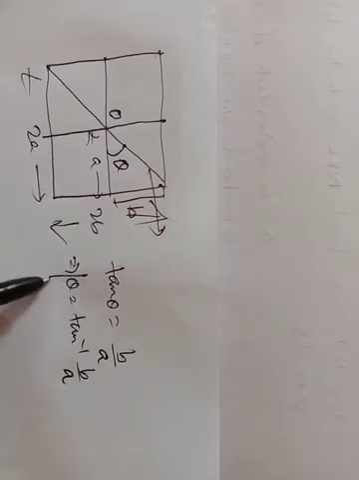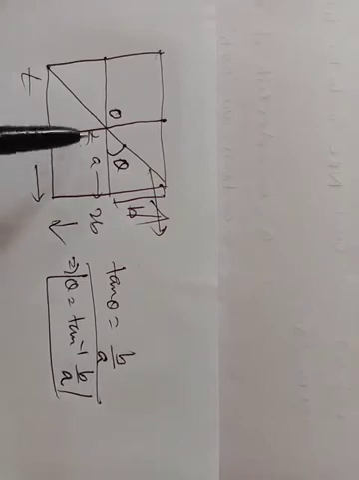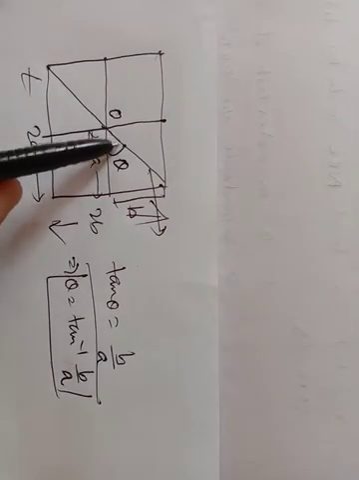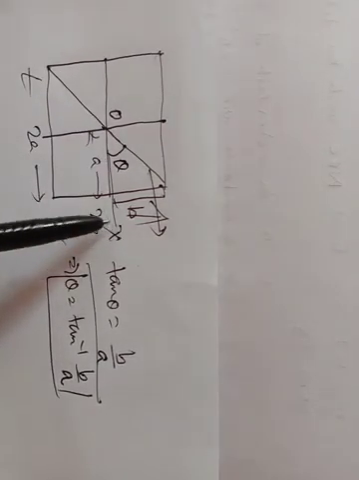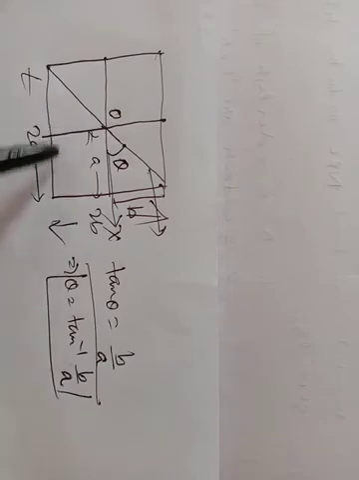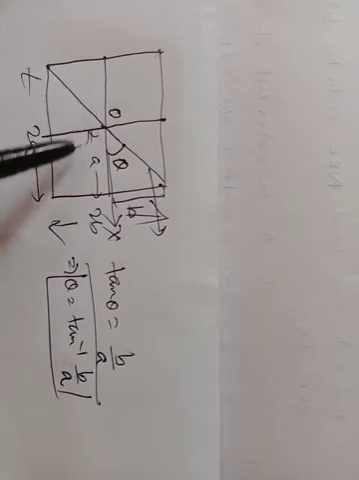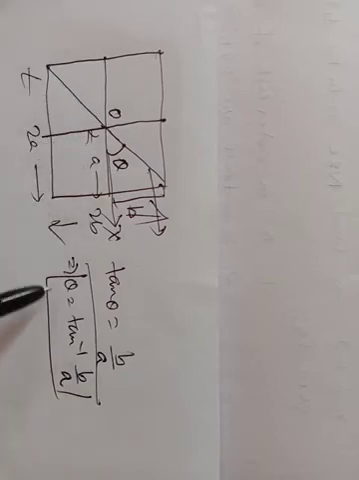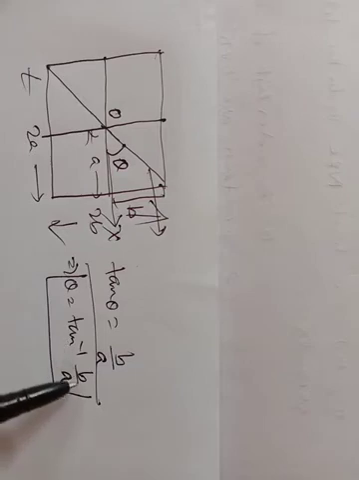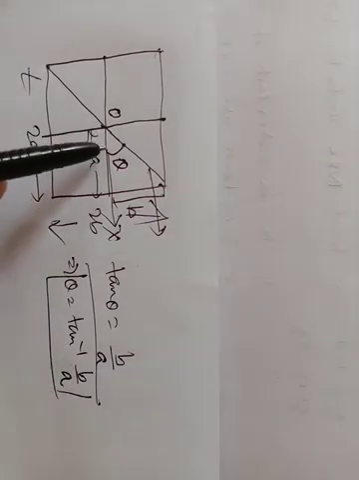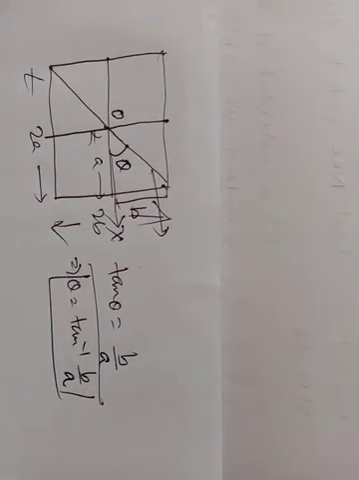What is theta? Theta is equal to tan inverse b by a. So this is the angle made by the straight line with the x axis. So equation 2 represents the equation of a pair of straight lines passing through the origin and making an angle theta, given by theta is equal to tan inverse b by a, with the x axis.